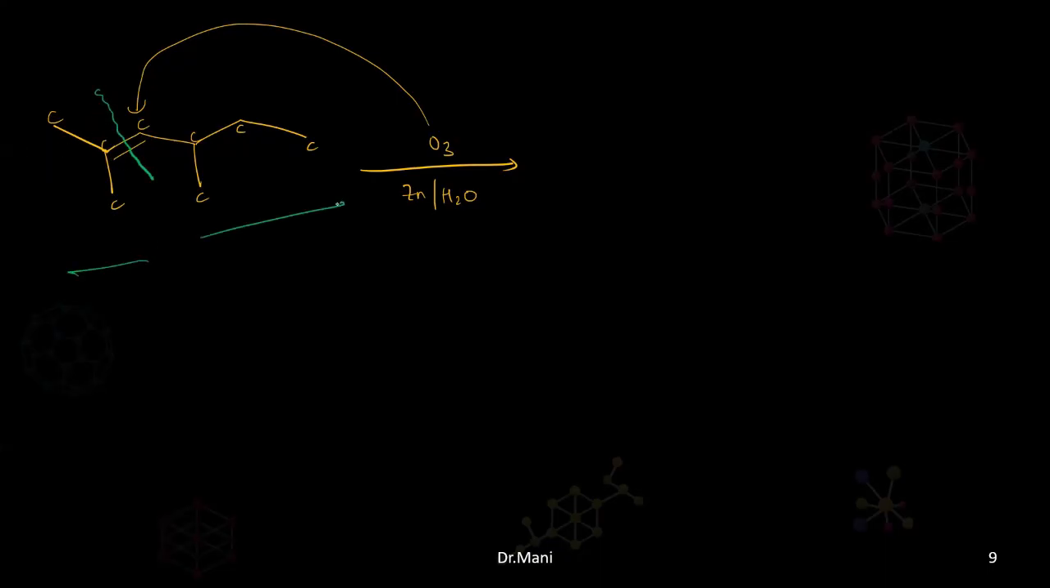Okay. So we know, in the presence of ozone (O3), and zinc and water, this ozone will try to attack the double bond. When it breaks the double bond, the compound will be split into the left part and the right part. So you see this left part, the left part will give like this. And you see the right part, whatever this part is there, that will be something like this.